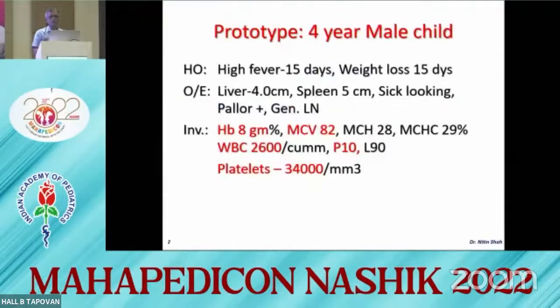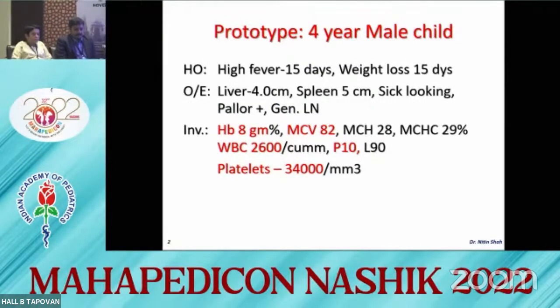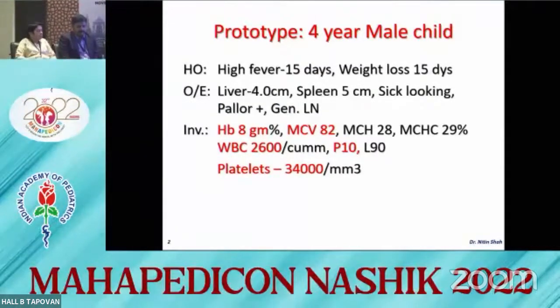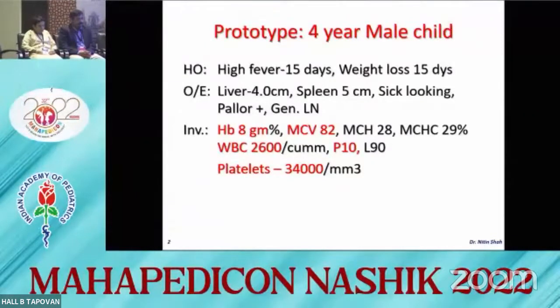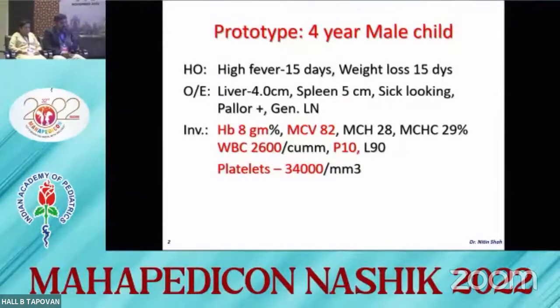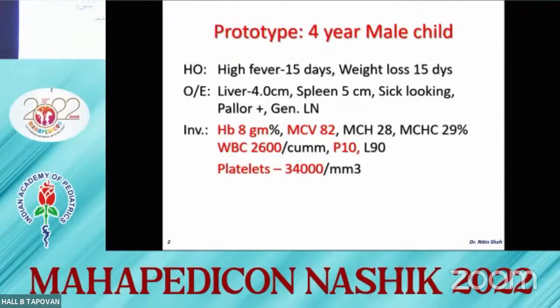So let's say a prototype case: a four-year-old male child has high fever for 15 days. He's got weight loss for 15 days. Now, when you have weight loss, you should ask how much is the weight loss. More than 10% over the last 3 to 6 months is significant. Many times the weight is not available. Then you ask, is the child's clothing becoming more loose than before? The parents are very smart. Usually they know this weight loss is something very unusual.